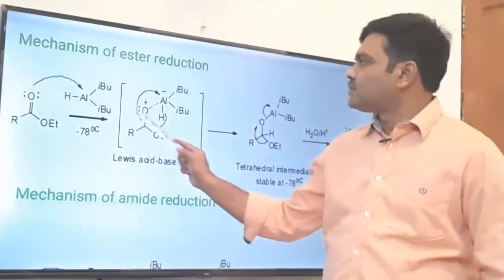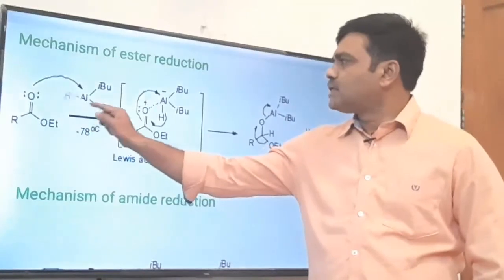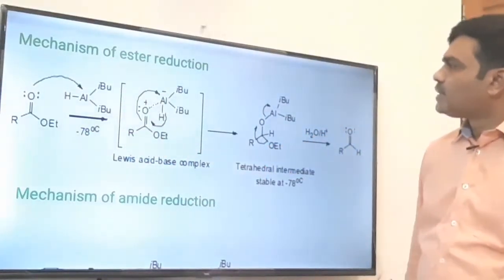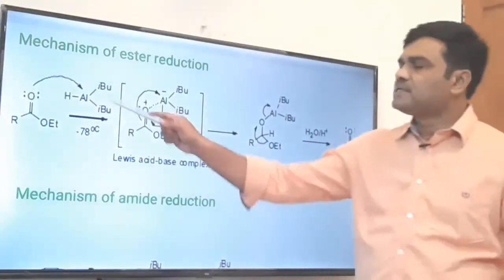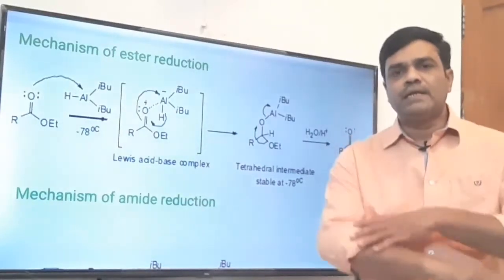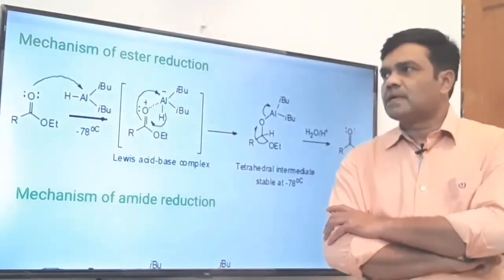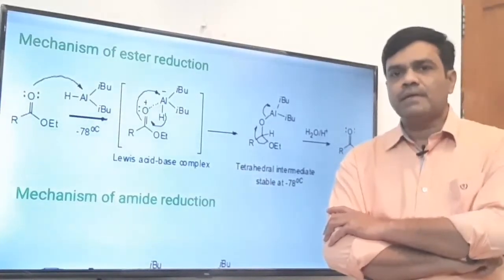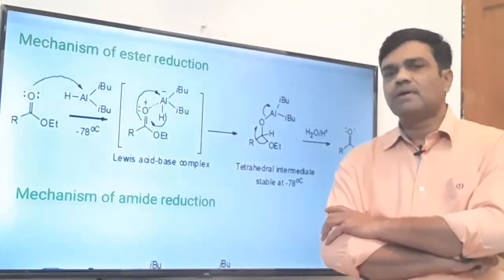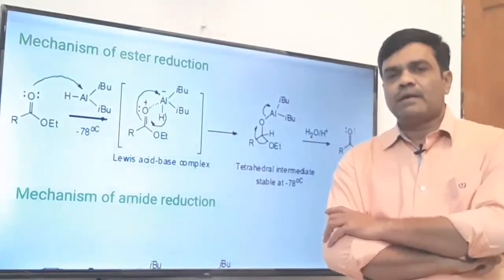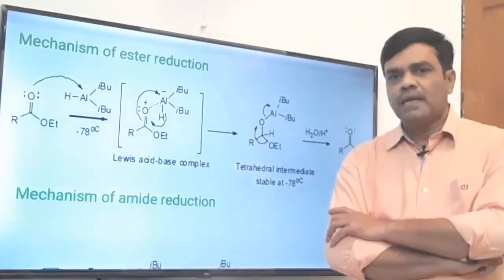Okay, so see here, oxygen donates a lone pair to the aluminum. Why? Because the aluminum is electron deficient. It is electrophilic in nature. It is a neutral electrophile. Why? Because aluminum's octet is not complete here. It has only six electrons in the outermost orbit, and to complete its octet it requires electrons.